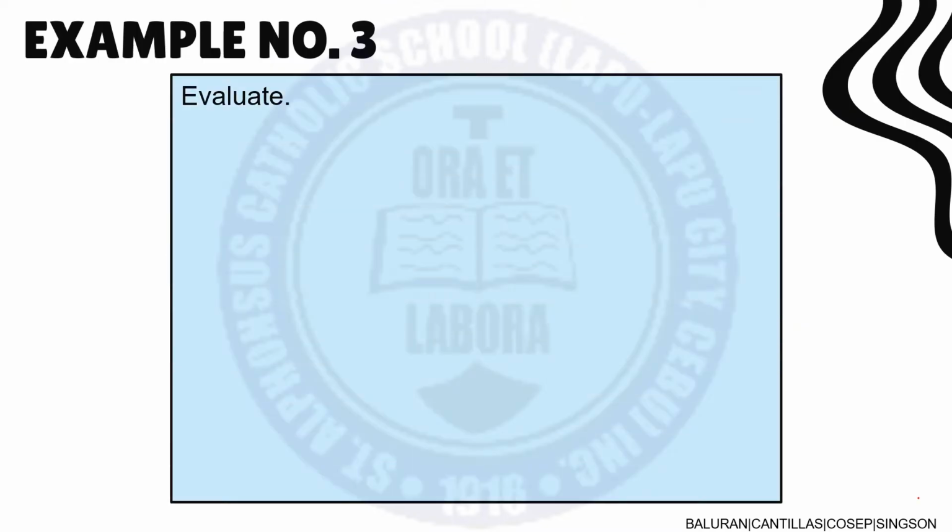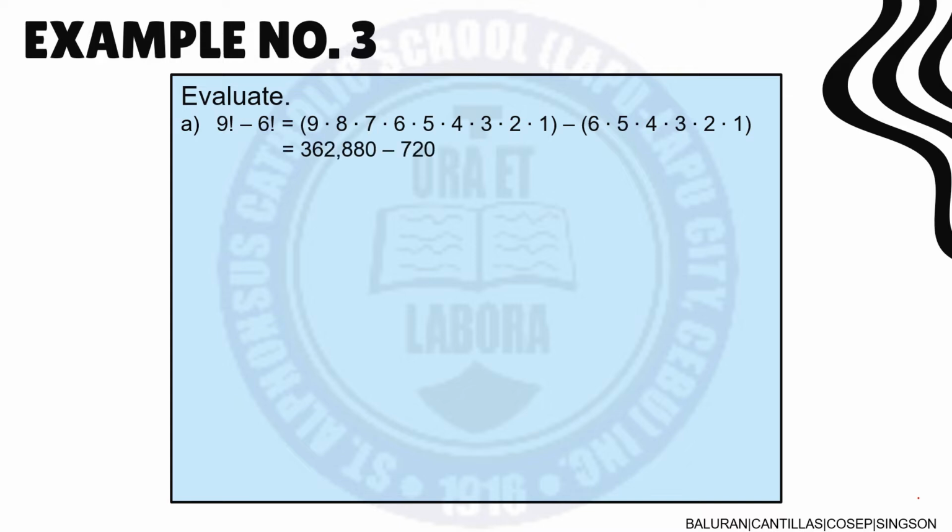Evaluate the following. First example, we have 9 factorial minus 6 factorial. First we have to rewrite 9 factorial: 9 times 8 times 7 times 6 times 5 times 4 times 3 times 2 times 1, minus 6 factorial. We rewrite 6 factorial as 6 times 5 times 4 times 3 times 2 times 1. Then after which, get the product of each factorial.